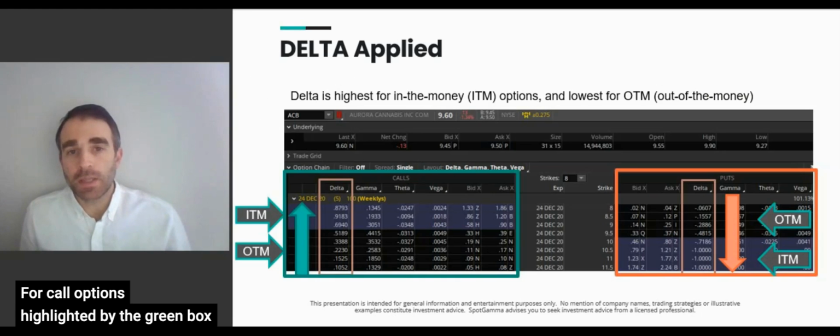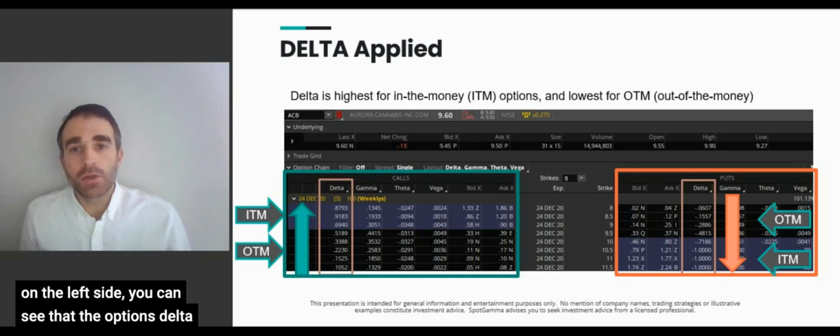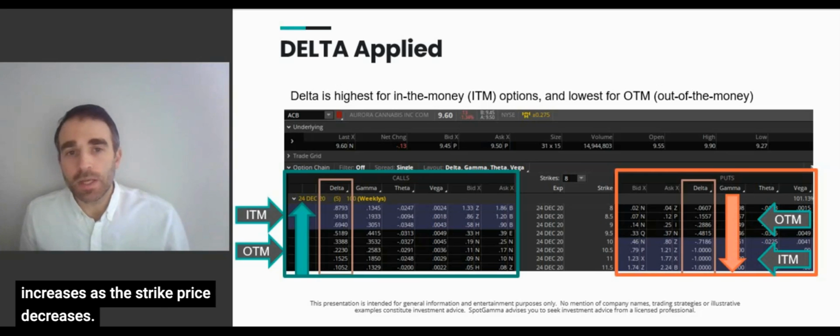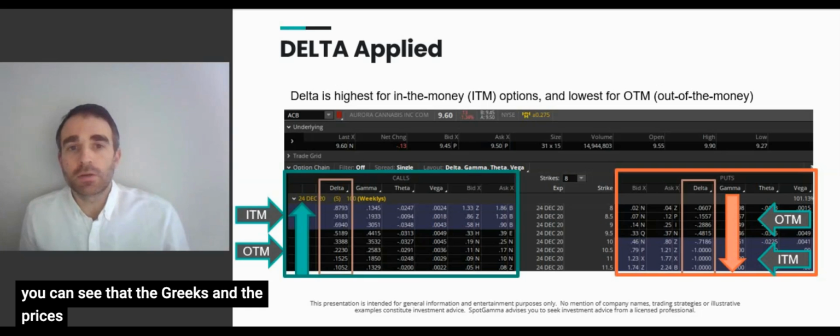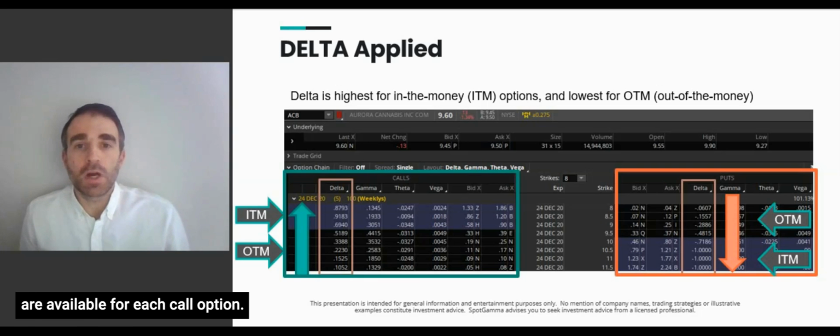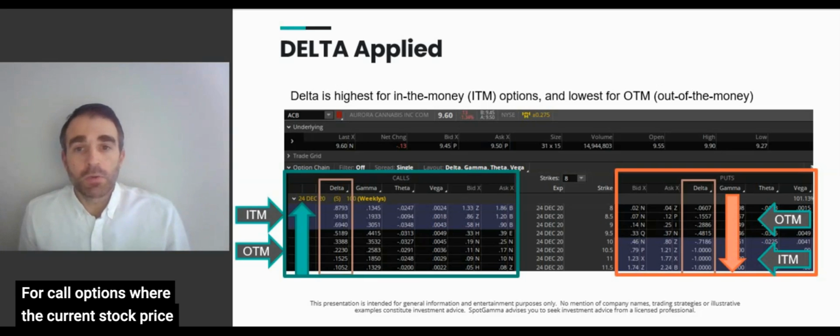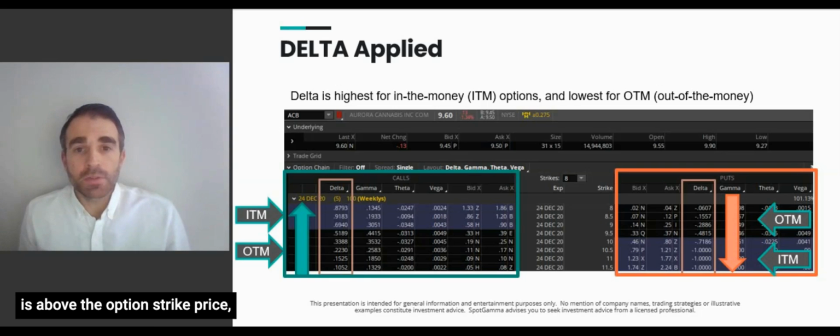For call options highlighted by the green box on the left side, you can see that the option's delta increases as the strike price decreases. On the left-hand side of the montage, you can see that the Greeks and the prices are available for each call option. For call options where the current stock price is above the option strike price, investors use the term "in the money" to describe those options.